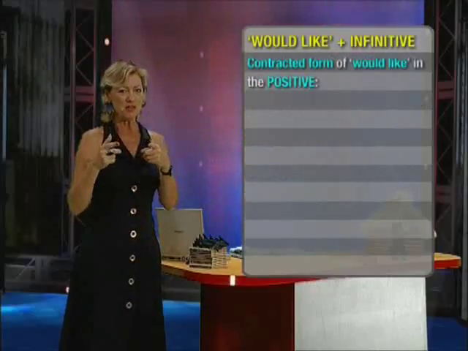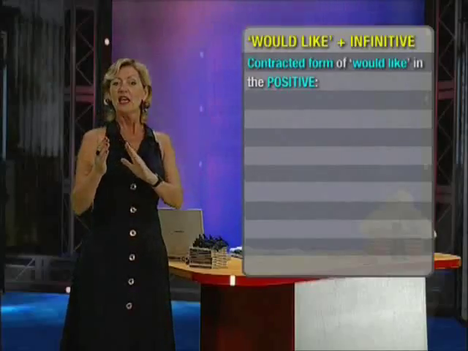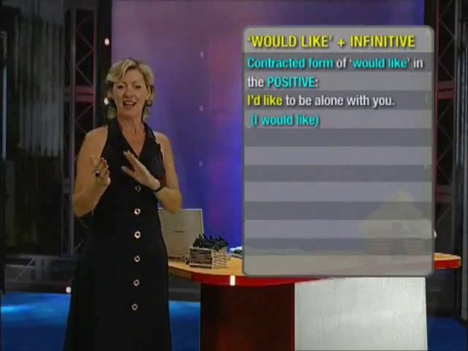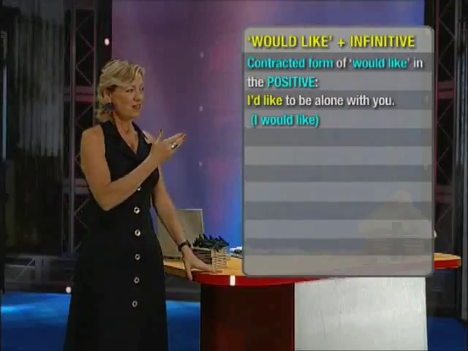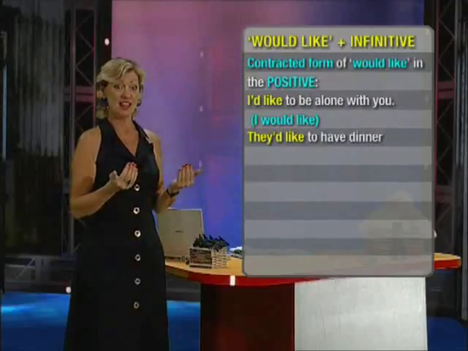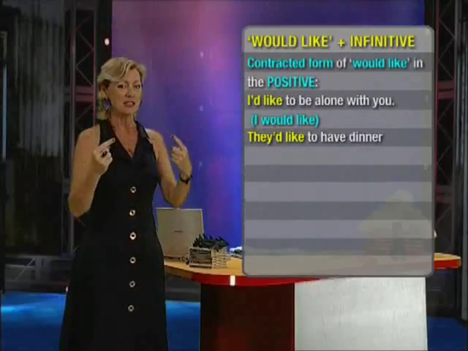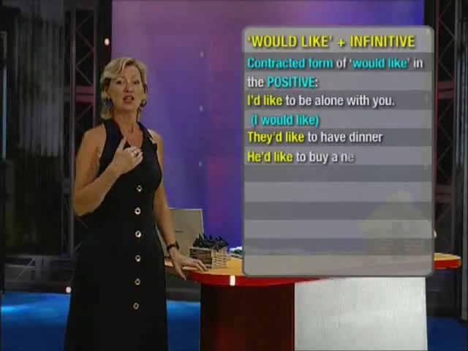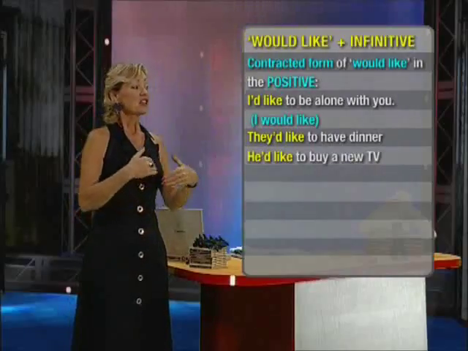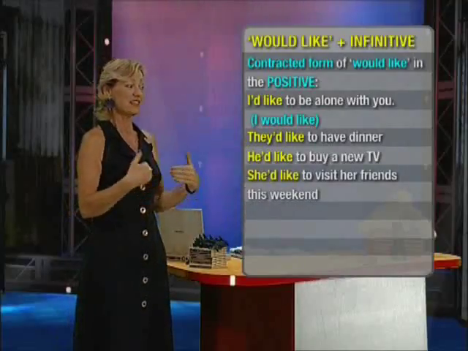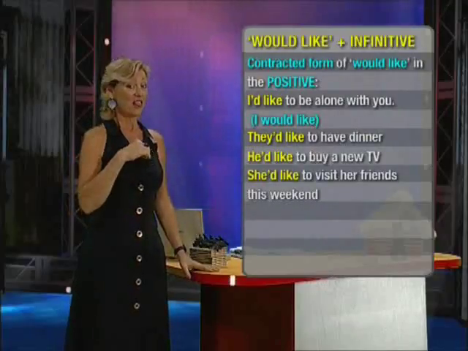Then the positive form. Now, in the positive form, we contract. You know, very often we contract in English. So I would like becomes I'd like. And in fact, Jack said, I'd like to be alone with you, remember? Other examples, they'd like to have dinner. So you see the pronunciation is not easy. They would becomes they'd, okay? He'd like to buy a TV. She'd like to visit her friends this weekend. So I'd like, you'd like, she'd like, they'd like.